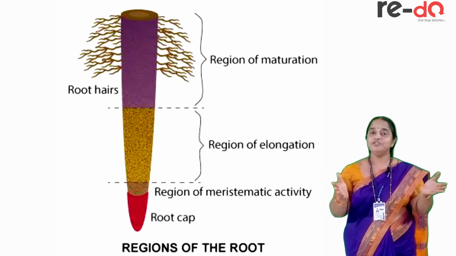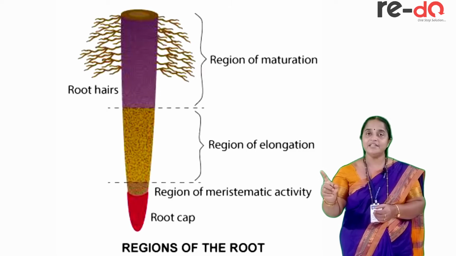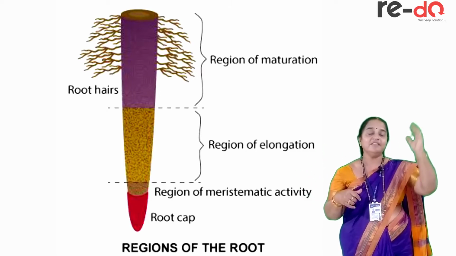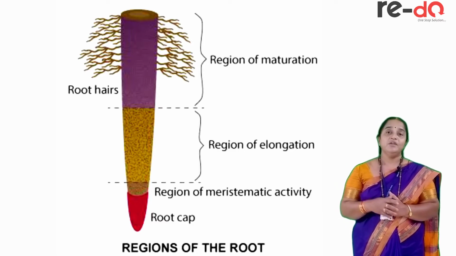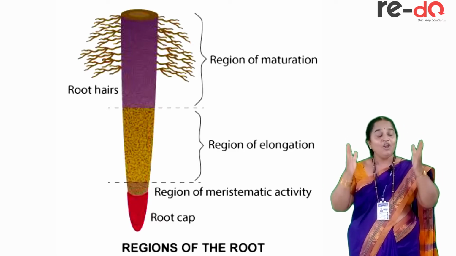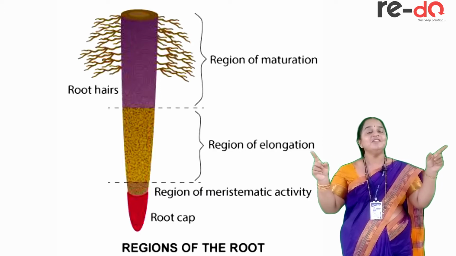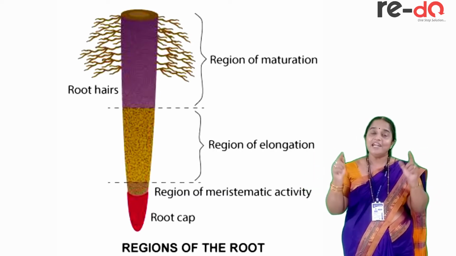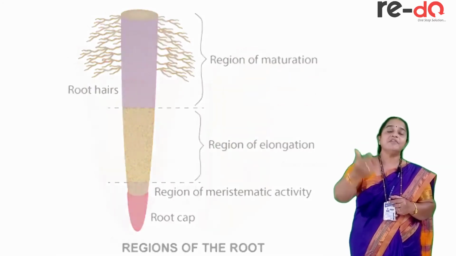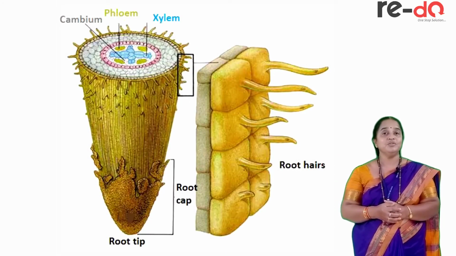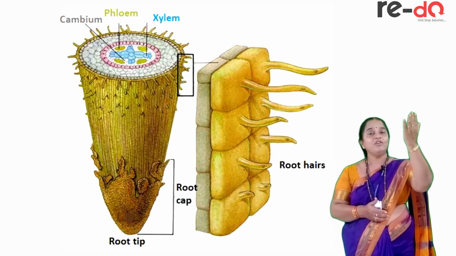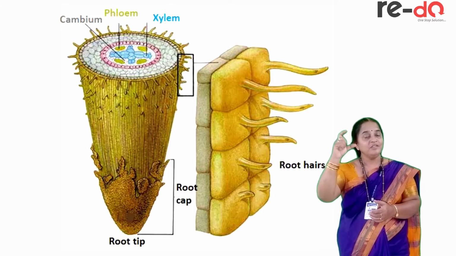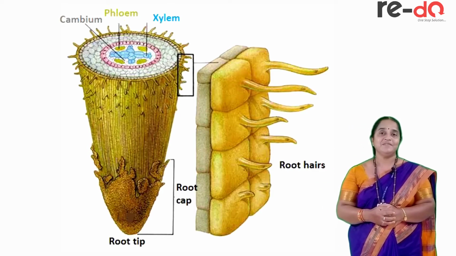And you know, the function of the root is to provide anchorage, to absorb water with mineral salts and conduct the same towards the shoot system. So for absorption, the elongated cells produce unicellular root hairs. They have the ability to carry that water towards the well differentiated xylem tissue. So that xylem will carry that water in ascending order, away from gravity. So this is the region of maturation.